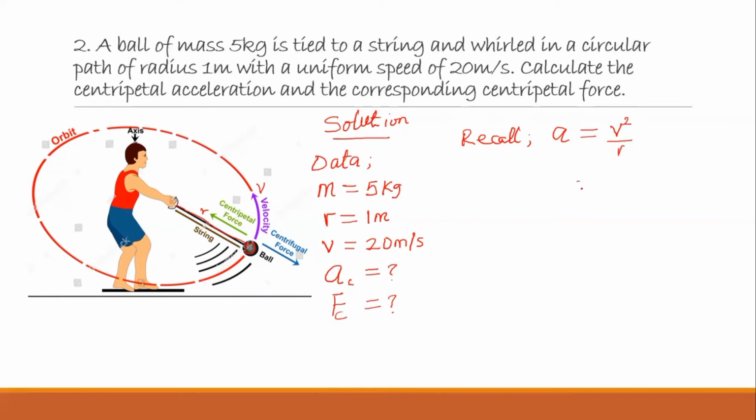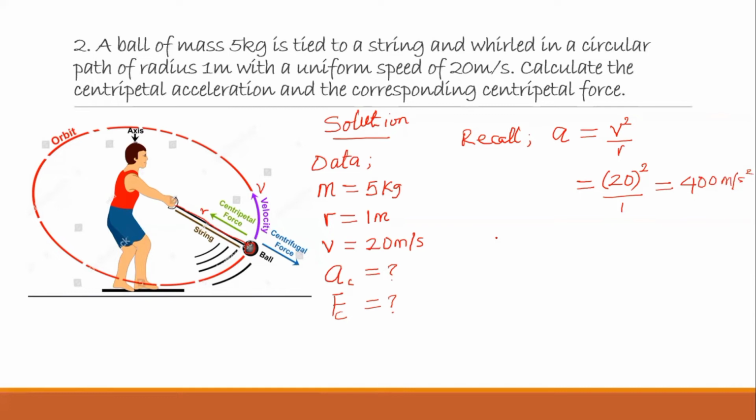So that will be equal to V is 20, then you square it, all over R, which is 1. That will give us 20 squared, which is 400, over 1, that is still the same thing. That is 400 meters per second squared, the unit of acceleration.